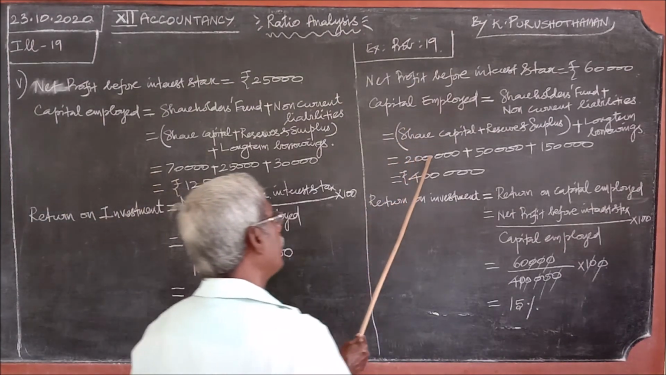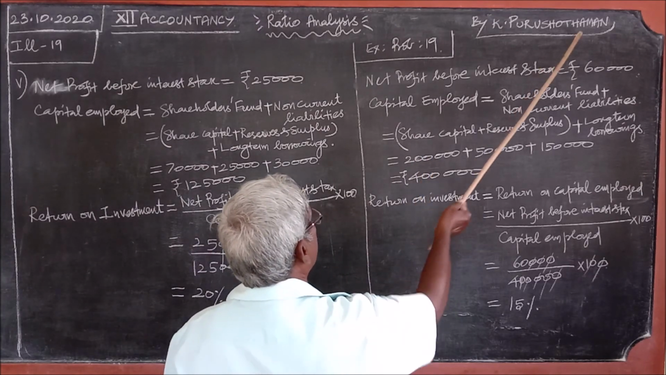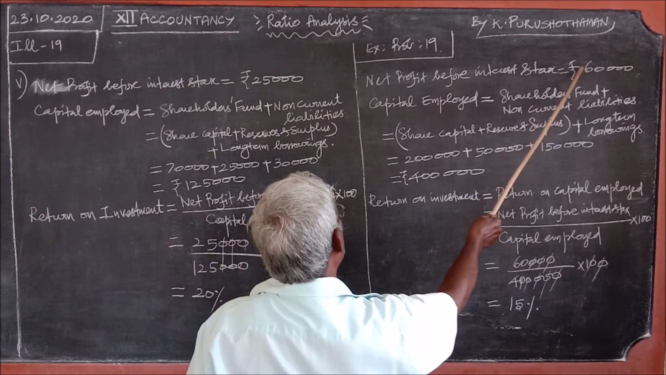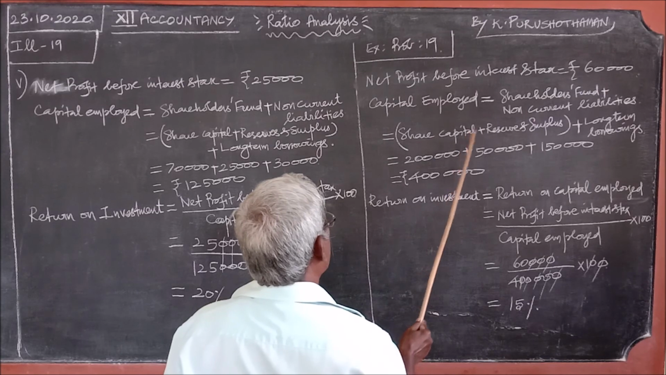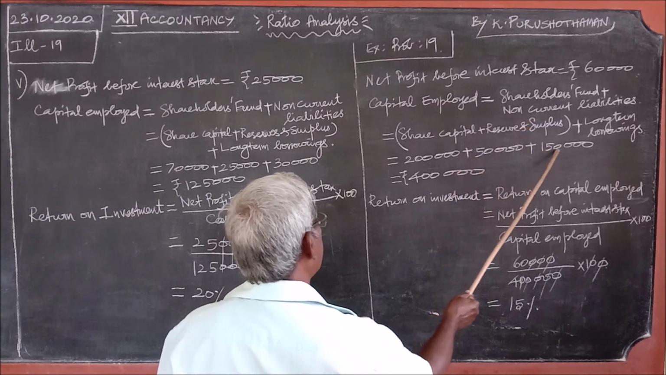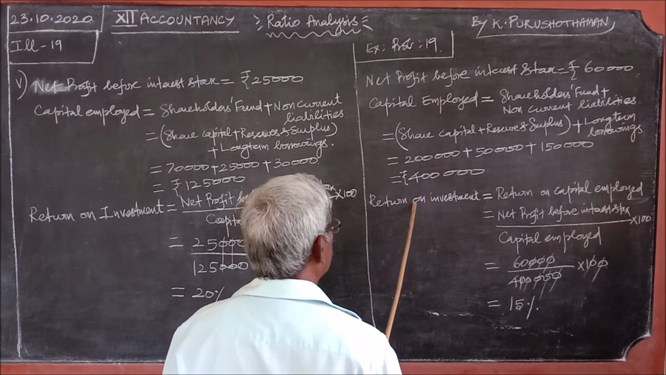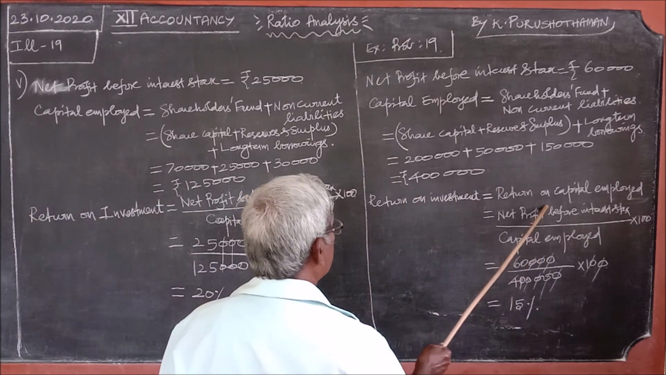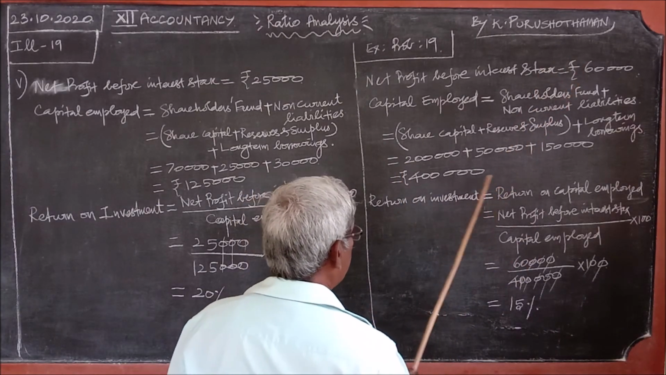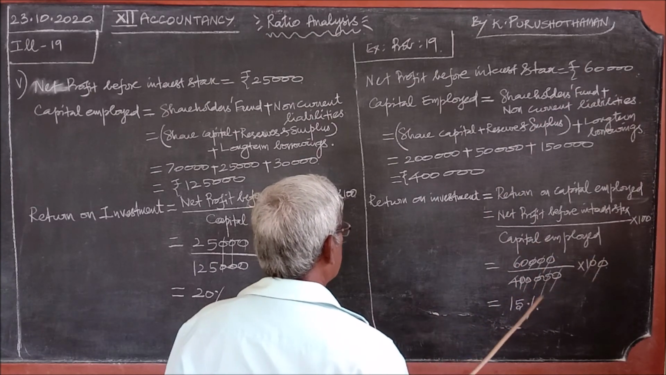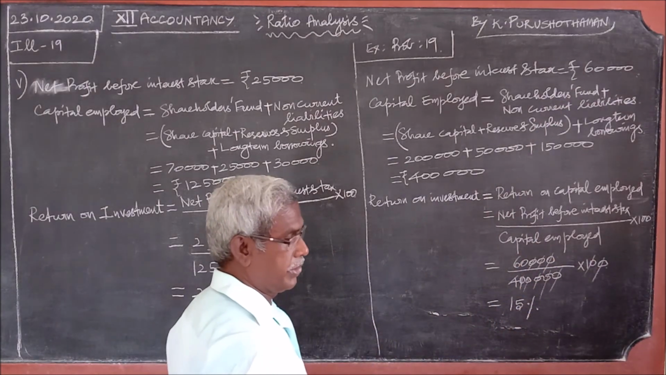The same thing for this problem also. Only the amounts change. Here the share capital and reserve and surplus are different. Long-term borrowing is different. The total is 4 lakhs. Therefore, 60,000 numerator, denominator 4 lakh, into 100, simplified, you will get 15%.